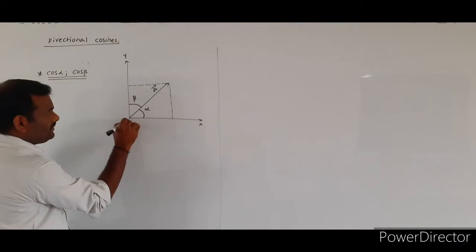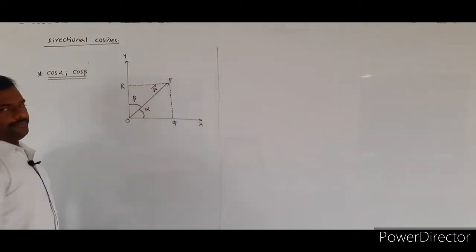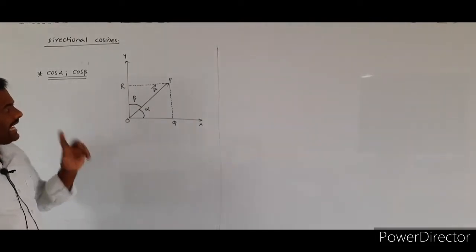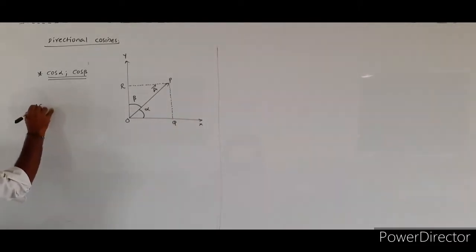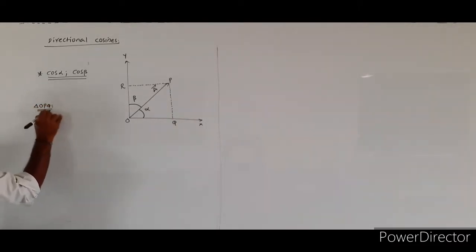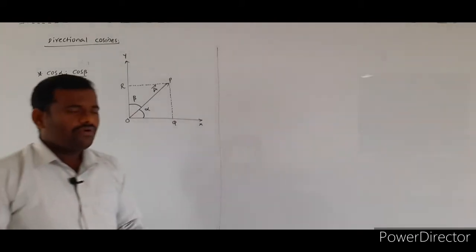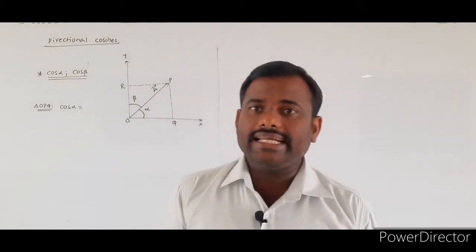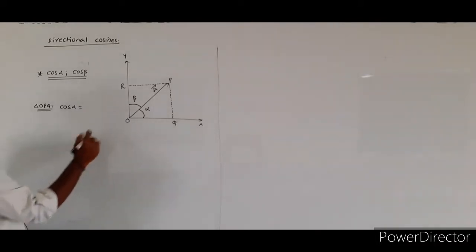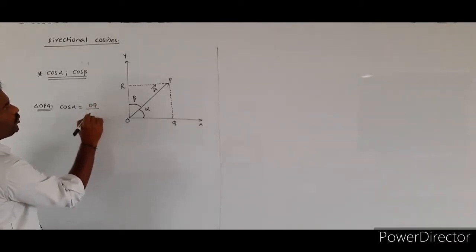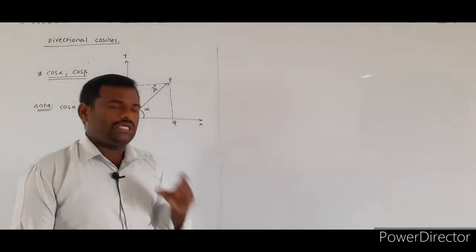We will give some letters. This is O, P, Q, and this is R. First I will consider the right angle triangle OPQ. From the triangle OPQ, how can we write the cos alpha value? What is the definition of cos theta? Adjacent side by the hypotenuse. So from this right angle triangle OPQ, cos alpha is equal to OQ by OP.